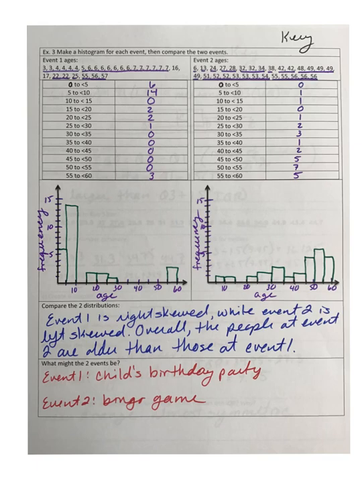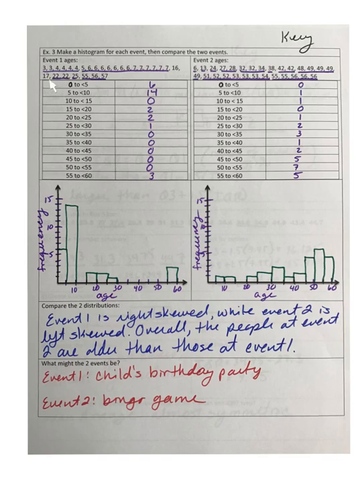Right, this is page 2 of the shapes of distribution. So on page 1, we just focused on the shapes, whereas on page 2, we're actually going to first create the histogram and then analyze it. To create a histogram, we are given a bunch of data that was collected. In this case, it was the ages at 2 different events.